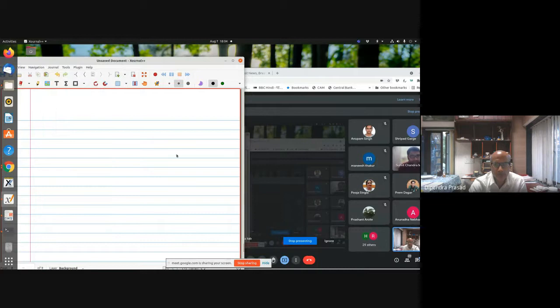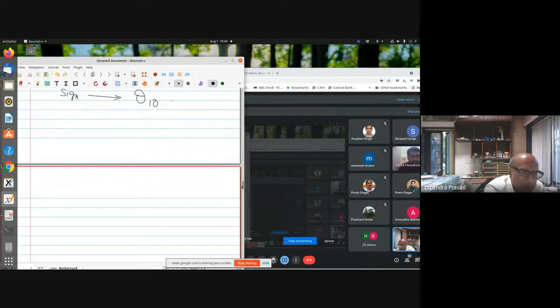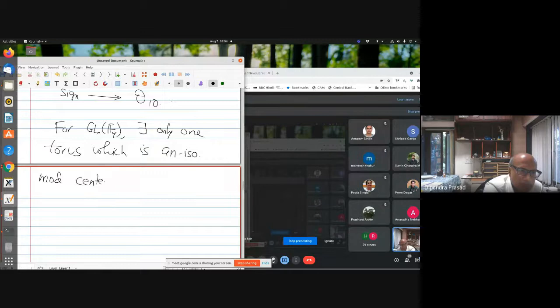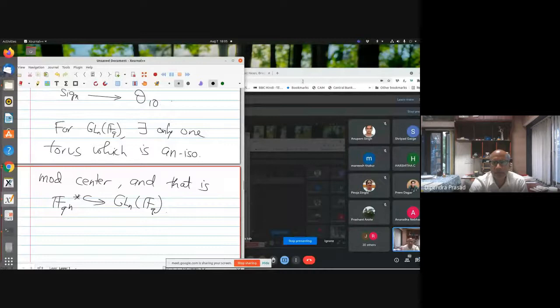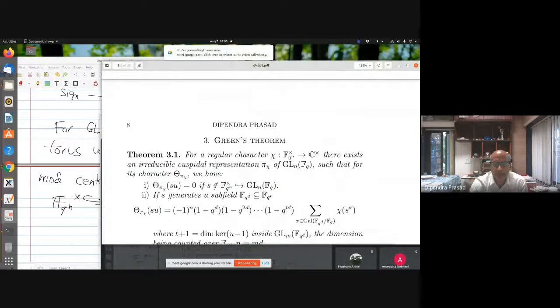So for GL_n(F_q), there exists only one torus which is anisotropic modulo the center. That is F_{q^n}^* inside GL_n(F_q). And this theorem, which is there on this page, asserts that if you take a regular character on this field extension torus, then there is an irreducible cuspidal representation pi_chi of GL_n(F_q) such that its character is given by this.